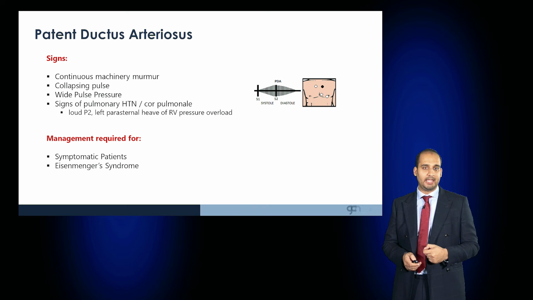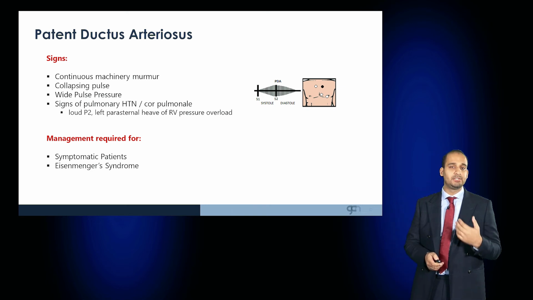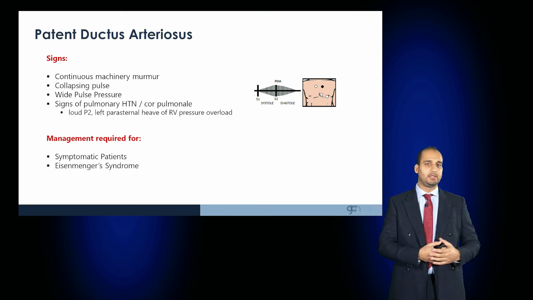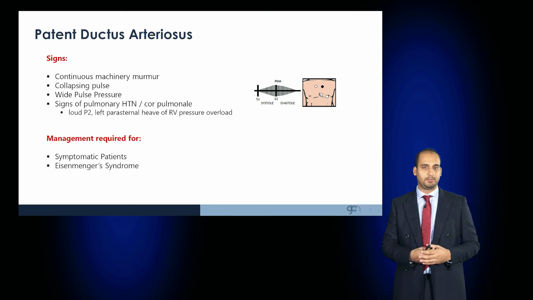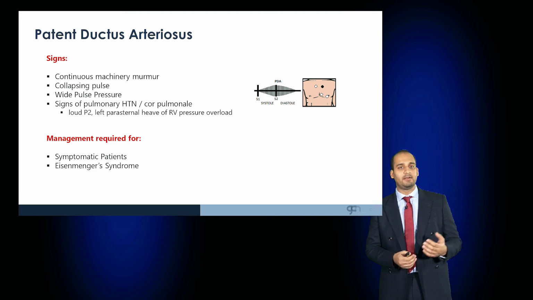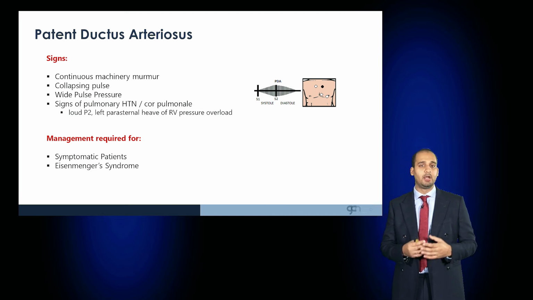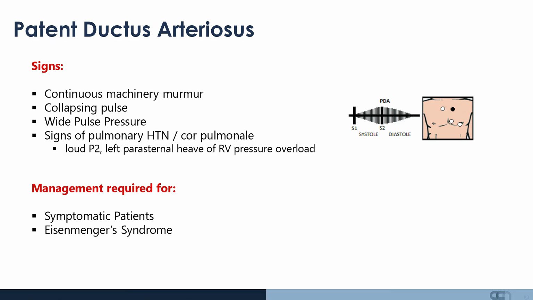The signs of a PDA are a continuous machinery murmur associated with a collapsing pulse and a wide pulse pressure. The patient may develop signs of pulmonary hypertension or cor pulmonale. That would be a loud P2, a left parasternal heave as a result of right ventricular pressure increasing. The management for these patients is usually required for symptomatic patients or those who have gone on to develop Eisenmengers.